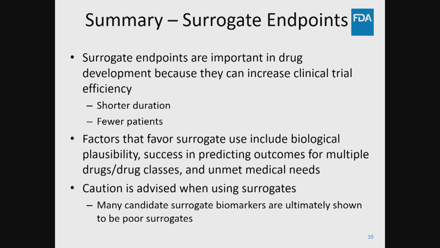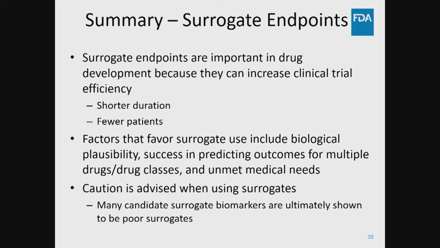So I've discussed in detail a lot of aspects of surrogate endpoints as well as pharmacodynamic endpoints. To quickly summarize the take-home message, surrogate endpoints are important in drug development because they can increase clinical trial efficiency. It does this via shorter duration of trials because the change in the surrogate will generally occur at an earlier time point than the change in the clinical efficacy outcome.